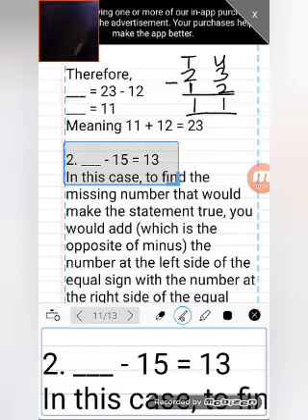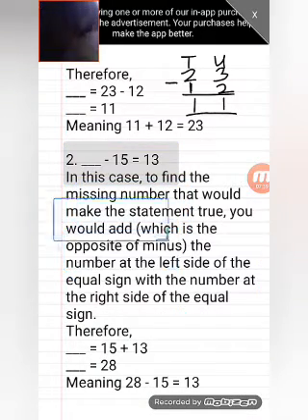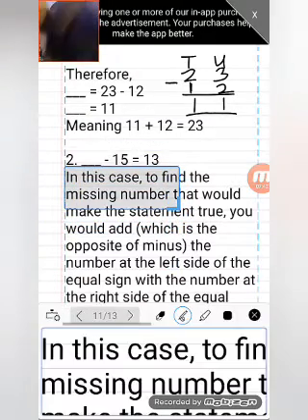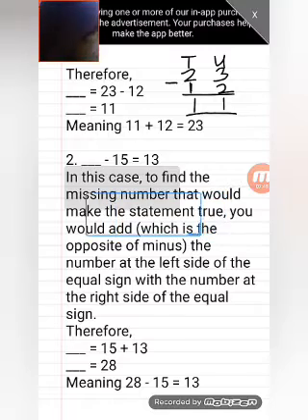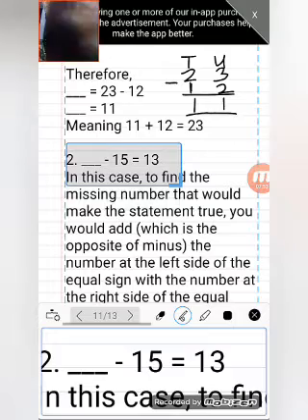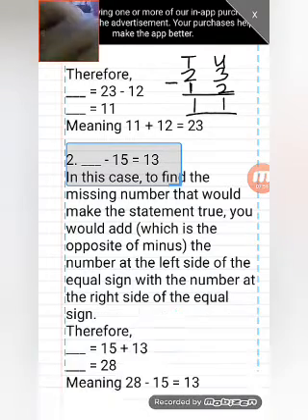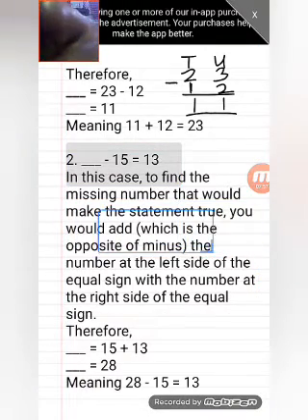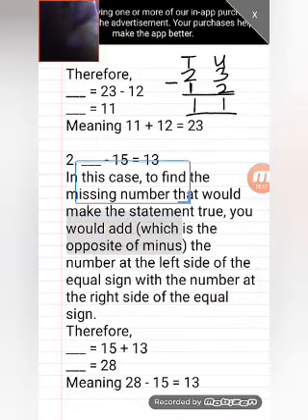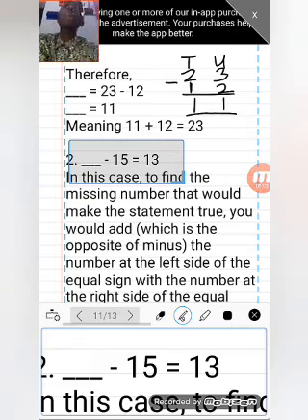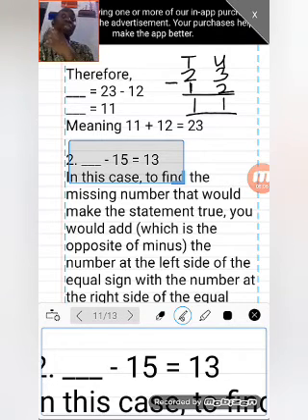Now, in this case, to find the missing number that would make the statement true, like we have just done for the first one, you know, in this case it is minus. The other one was plus. So in this case it is minus, so what you would do is you would add, which is the opposite of minus. In the other case, when it was plus, we did minus at the other side, to get the missing number.